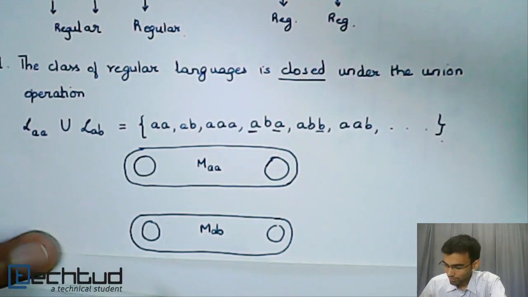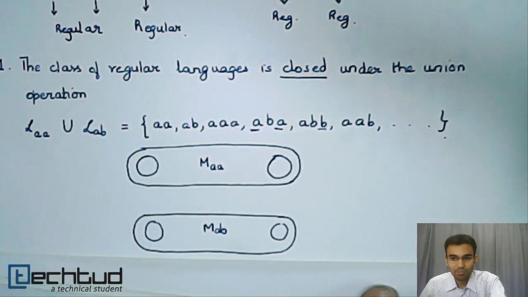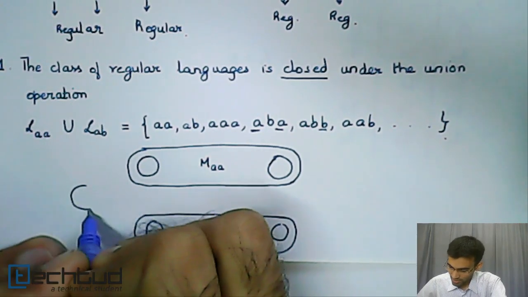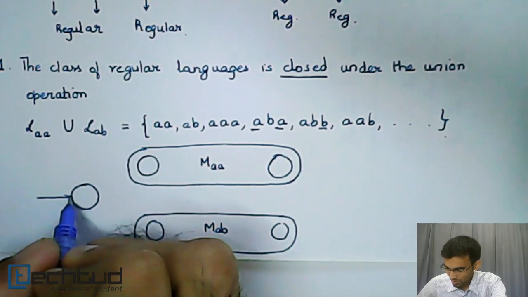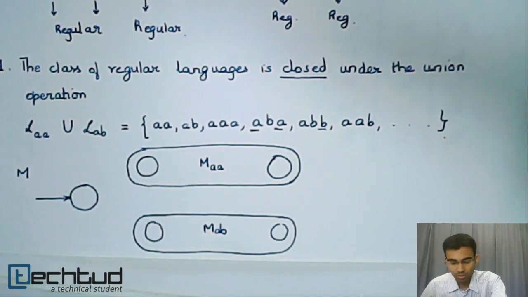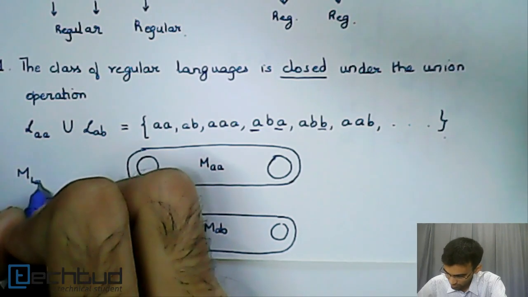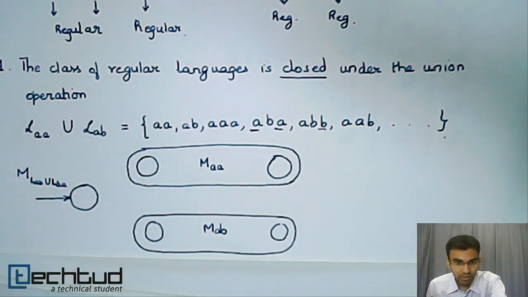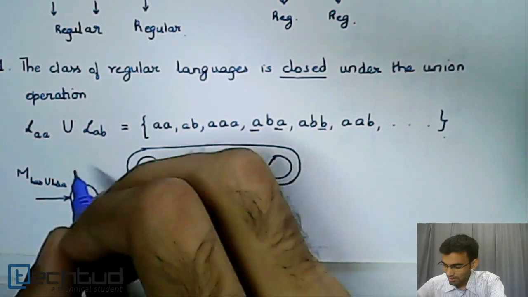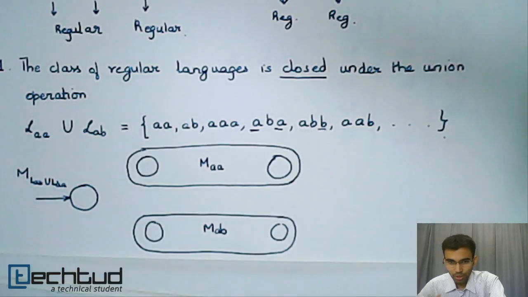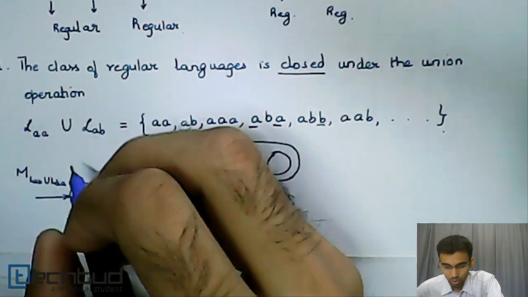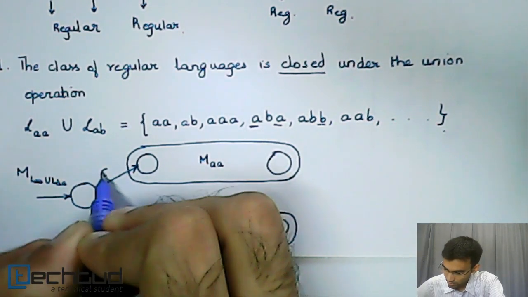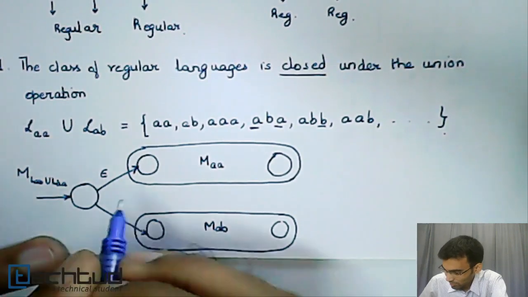So how do we do that? We introduce the new notion of an epsilon transition. The epsilon transition works as follows. We start with the start state of the machine M, which is the machine for the union, LAA union LAB. This is the union machine, and from its start state, non-deterministically, we can go either to the start state of MAA or to the start state of MAB.